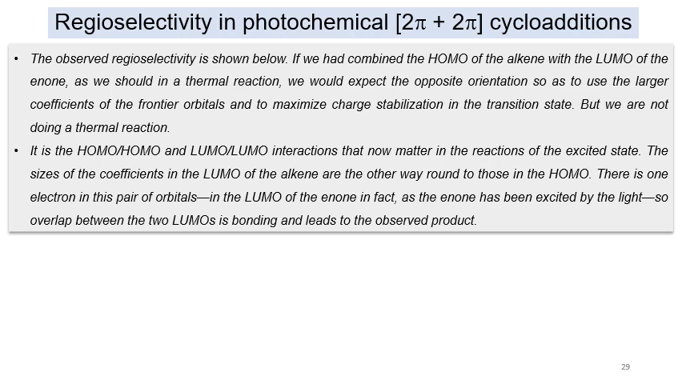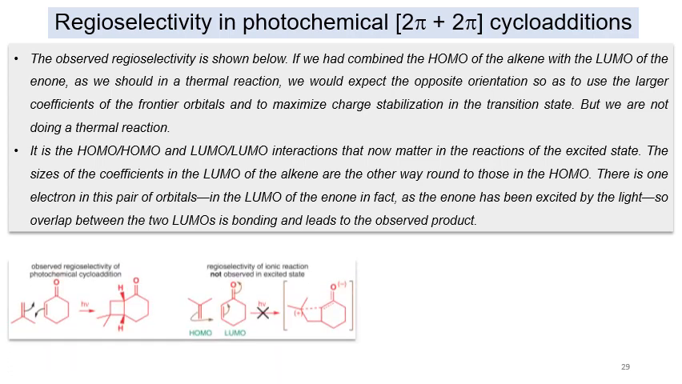Let's look at regioselectivity. For example, we take this alpha-beta unsaturated substrate and treat it with this under photochemical conditions. This reaction works very well and gives you this particular product. Why do we get this selectivity? Why do we not get the reverse selectivity?